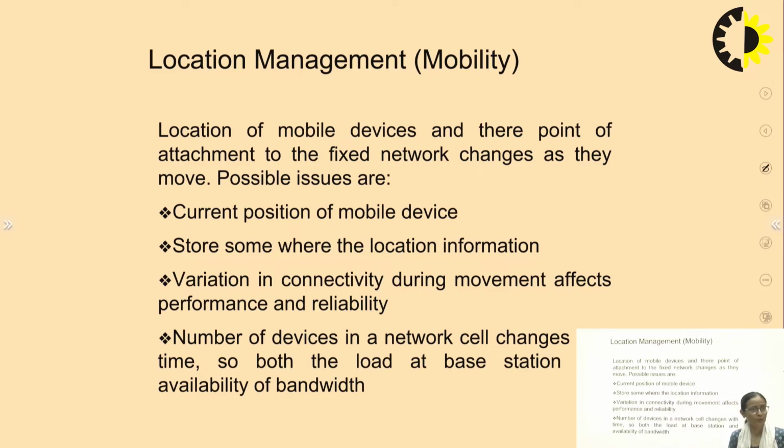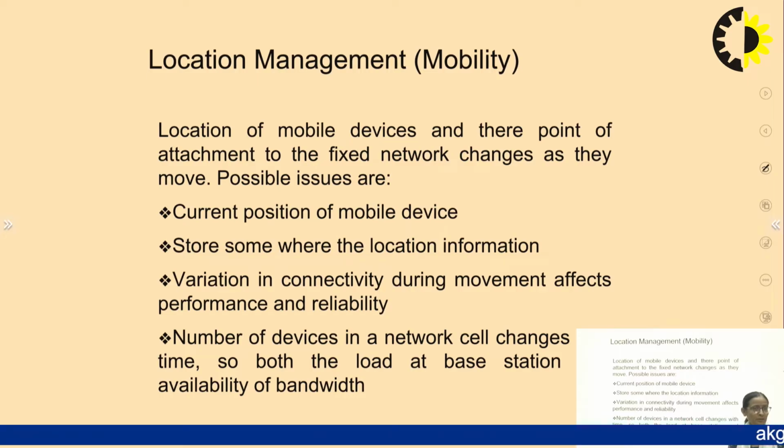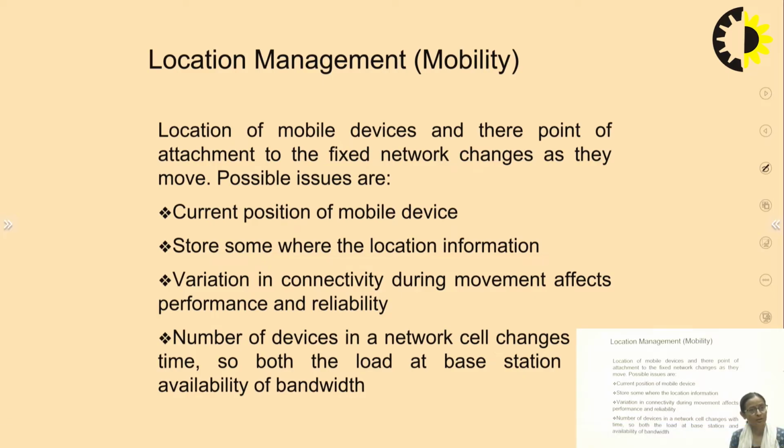We need to store this information because your device is in mobility. For example, if you are in a train, you are frequently changing cells. So we need to store this location information somewhere, so that if you want to access some data which is based on location awareness, your location helps in extracting that information. Then the variation in connectivity during movement affects the performance and the reliability, that is dropout rates.